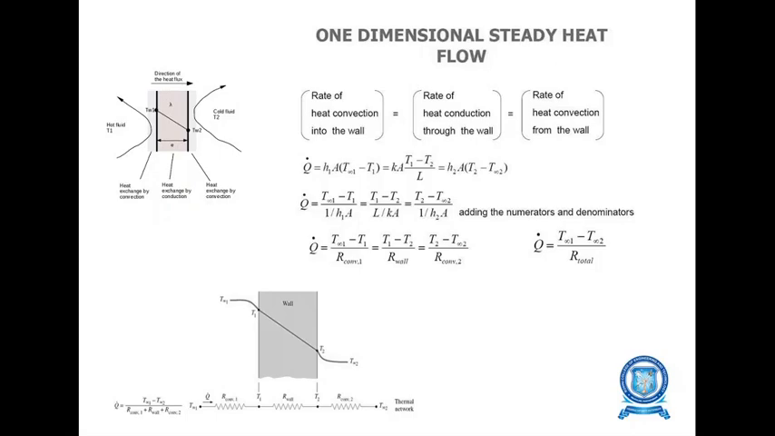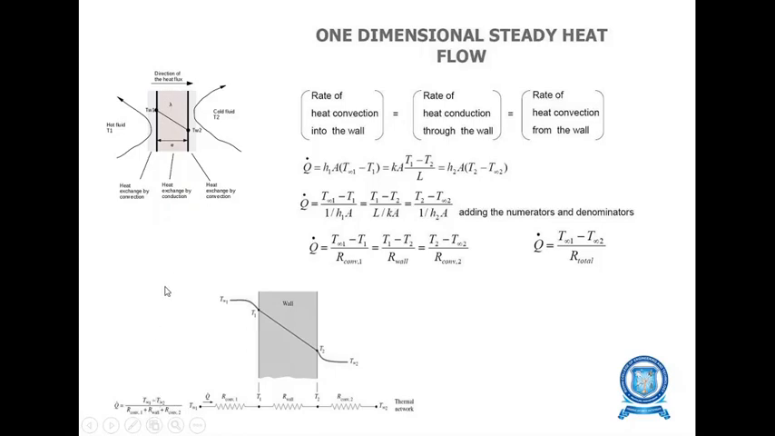Therefore, the overall heat transfer in a system is equal to the overall temperature difference, delta T overall, divided by the summation of R, the total resistance offered. Here the electrical analogy is described, where Q is equal to the initial temperature shown in the diagram, T infinity 1, the initial temperature through convection, minus the final temperature T infinity 2, divided by the summation of all the resistance values.